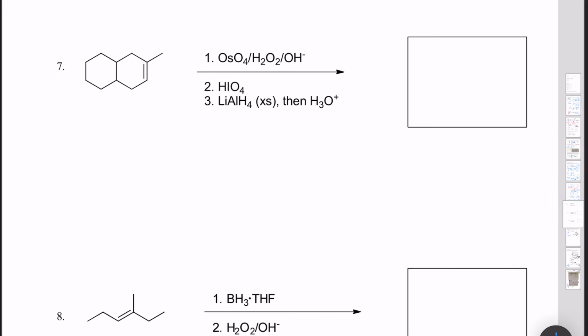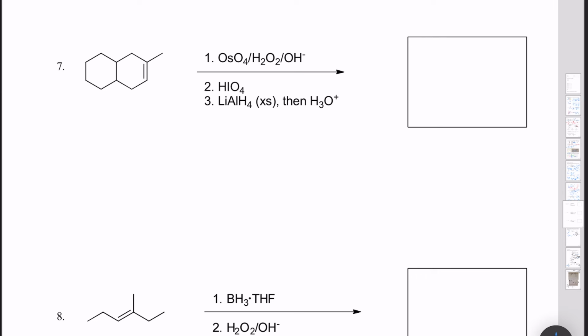For question 7, our compound of interest goes through 3 steps. In the first step, it undergoes dihydroxylation with the help of osmium tetroxide, hydrogen peroxide, and OH minus. So what that means is that just like in a previous question, we had used hydrogen and Lindlar's catalyst to do an addition reaction on the alkyne to add hydrogen atoms on either end via syn addition.